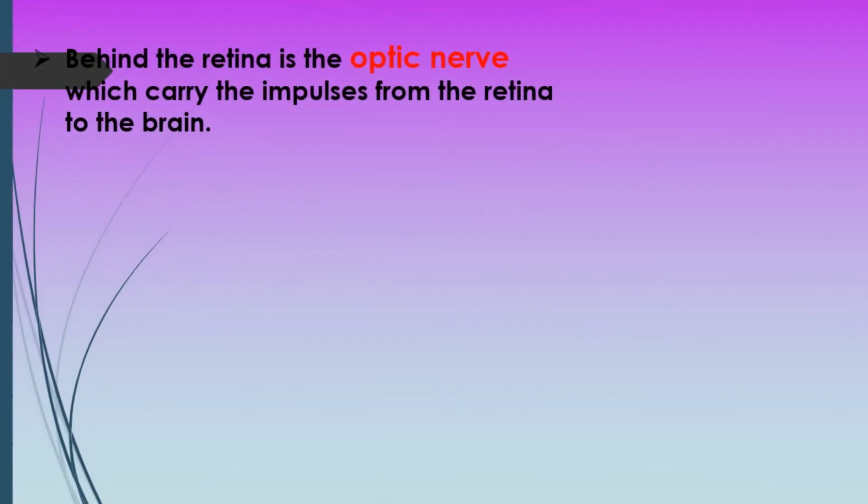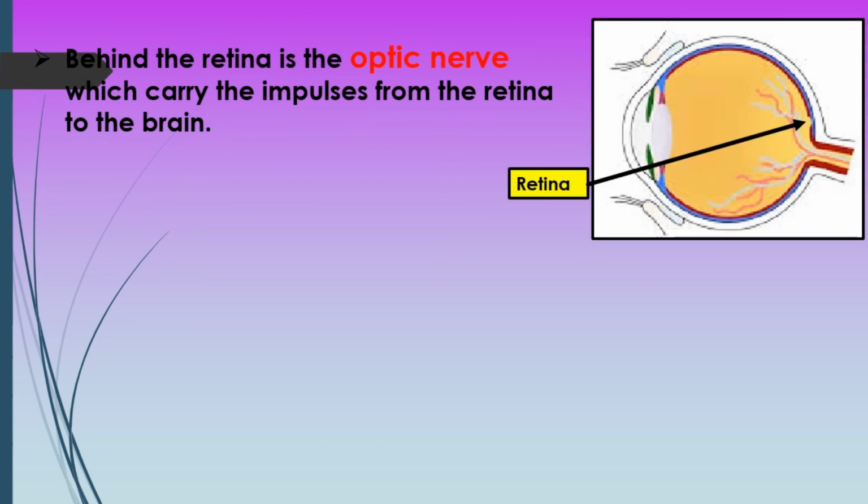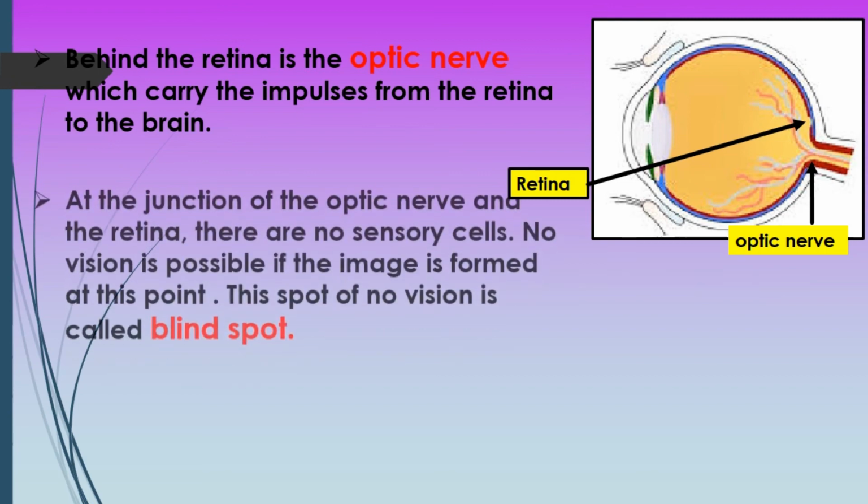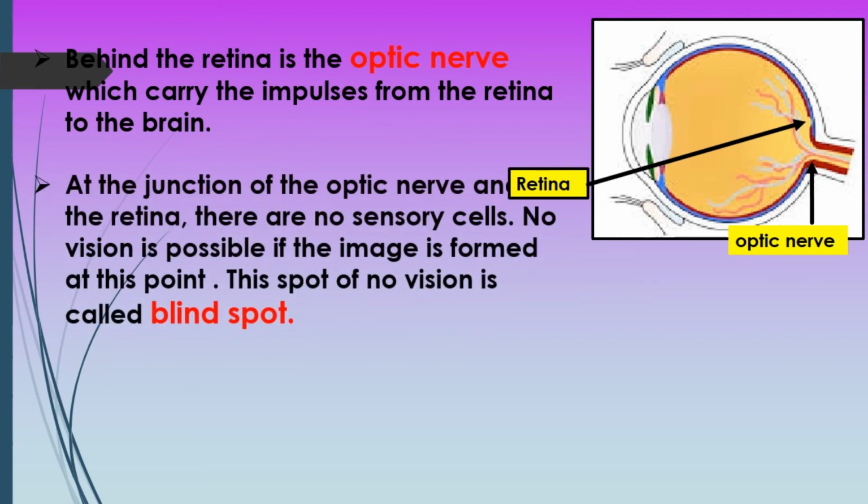Behind the retina is the optic nerve, which carries the impulses from the retina to the brain. Sensations felt by the retina are transmitted to the brain through the optic nerve. At the junction of the optic nerve and the retina, there are no sensory cells. No vision is possible if the image is formed at this point. This spot of no vision is called blind spot.